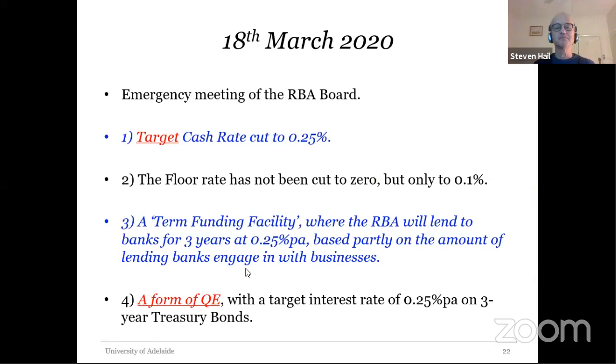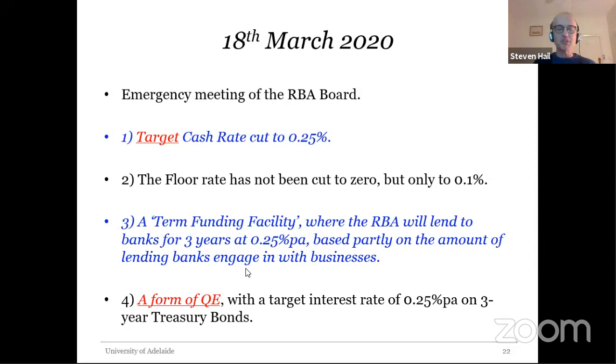So what do you do? Once you've cut the target cash rate to 0.25%, the floor rate, the rate of interest you pay on exchange settlement account balances, should have been cut to 0 if they kept the same corridor system as before. It hasn't been, it's been cut to 0.1%. You've implemented this term funding facility, which is basically some cheap funding, as I mentioned, for banks, but in terms of how much it's been taken up by the banks so far, it's not had a significant quantitative effect, at least not yet. And you've introduced a form of quantitative easing.